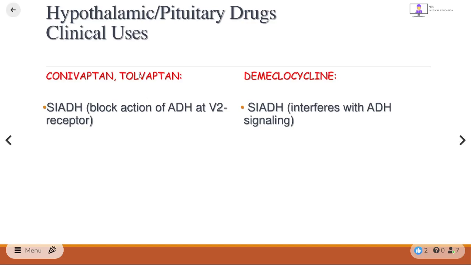So conivaptan and tolvaptan. Demeclocycline is the same thing as well. So it treats SIADH, and it interferes with ADH signaling. Okay. It's not a direct antagonist, it just interferes with the signaling. And in fact, demeclocycline is a tetracycline antibiotic, so it's an antibiotic, but has this side effect.